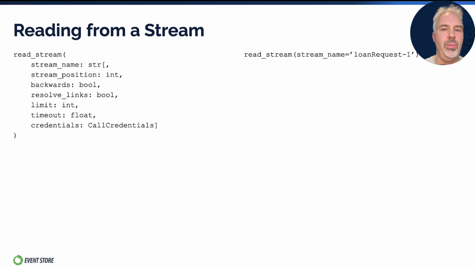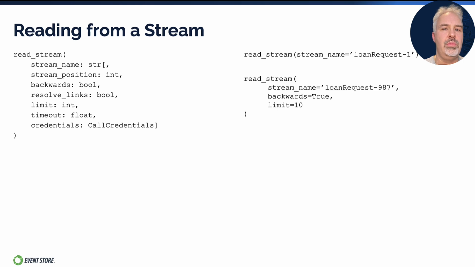In this example, we're reading from the loan request-1 stream. As we did not provide any additional parameters, we'll start reading from the beginning of the stream, reading forwards towards the end of the stream, and retrieve all events in the stream with the credentials of the user that connected to the event store. This operation will not time out.